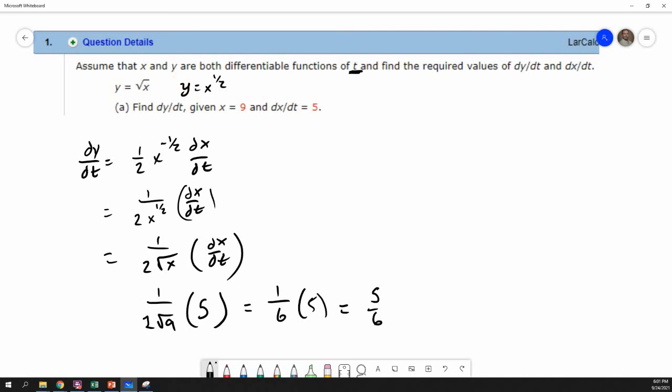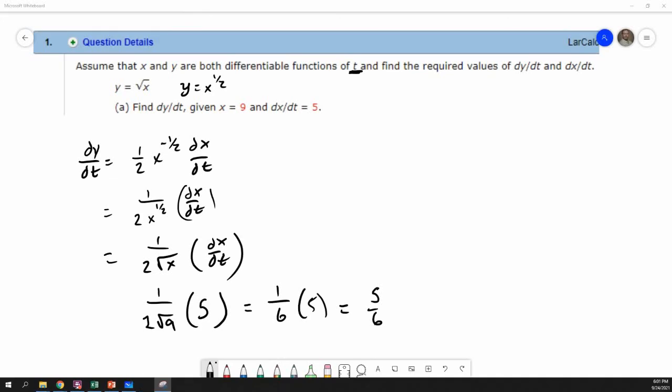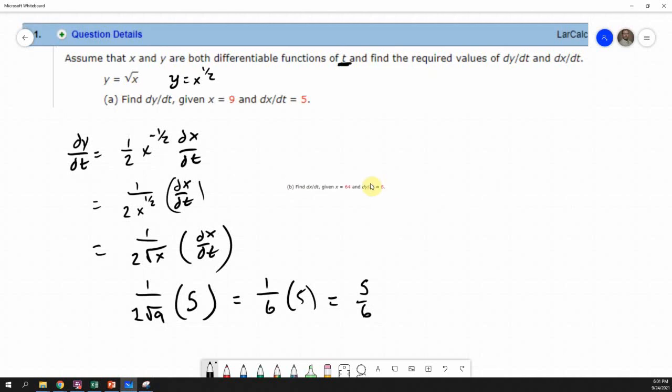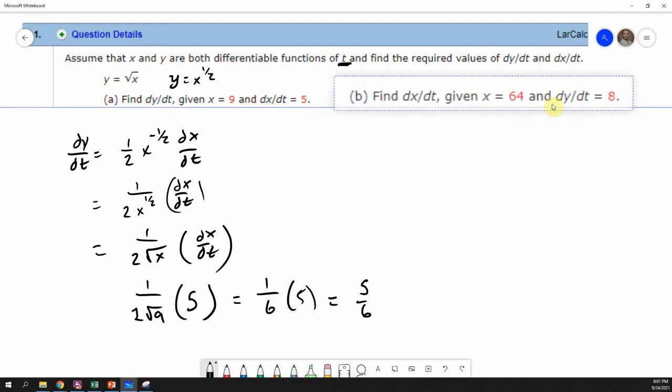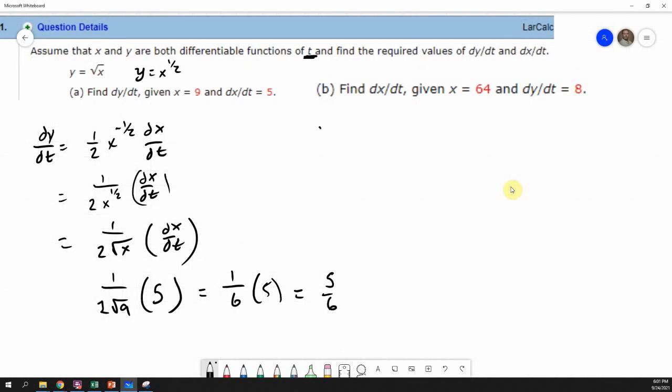And then part B has us do the same thing, only it wants us to find dx dt if we're given these other values. So using the same equation, which was dy dt equals 1 over 2 square root of x dx dt, plug in x equals 64 and dy dt equals 8.